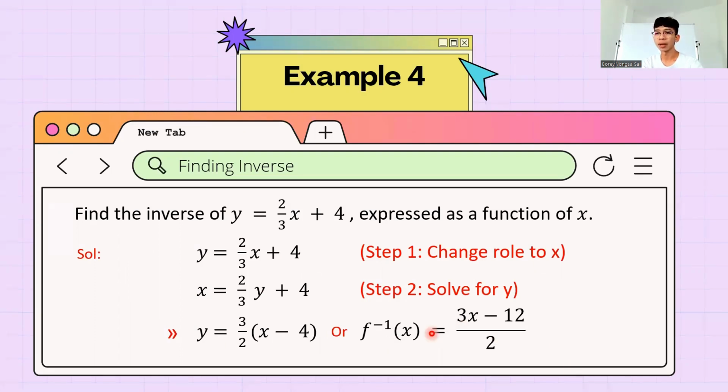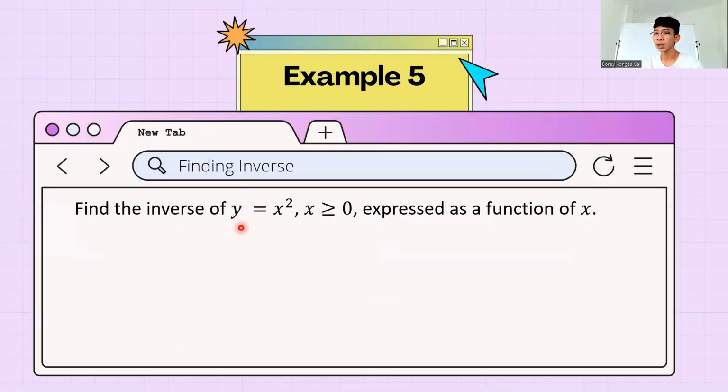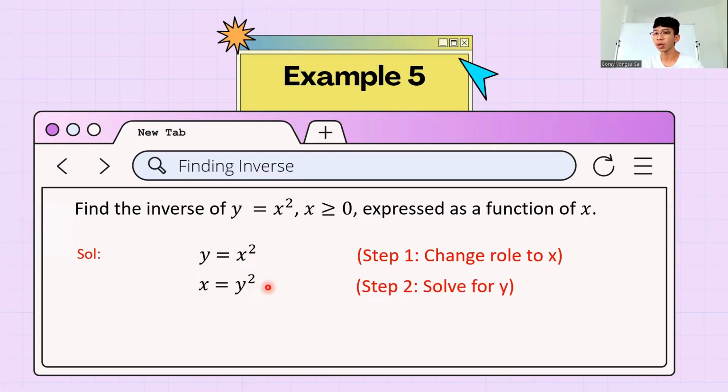And that's all. Another one: find the inverse of y equals x squared, x greater than or equal to 0, expressed as a function of x. Solution: the same, we write out the equation and interchange x and y. So here, y becomes x and x becomes y, and then we solve the equation for y, which is equal to the square root of x. We can say that y is the inverse function of f of x, which is equal to the square root of x. That's all for the inverse function.